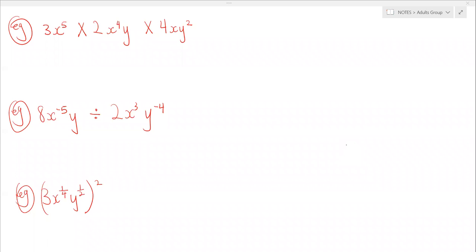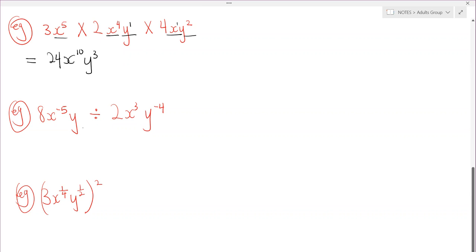So let's attempt these 3 questions on the screen. So this is multiplication of algebraic terms. So we say 3 by 2 by 4, that is 6 by 4, which is 24. Then we multiply all our common variables. So x to the power of 5 by x to the power of 4 by x, which is just x to the power of 1. So that's going to be 5 plus 4 plus 1. So that's x to the power of the sum of all those indices, which is 10. And then y by y squared, that will be again 1 plus 2, which is 3.